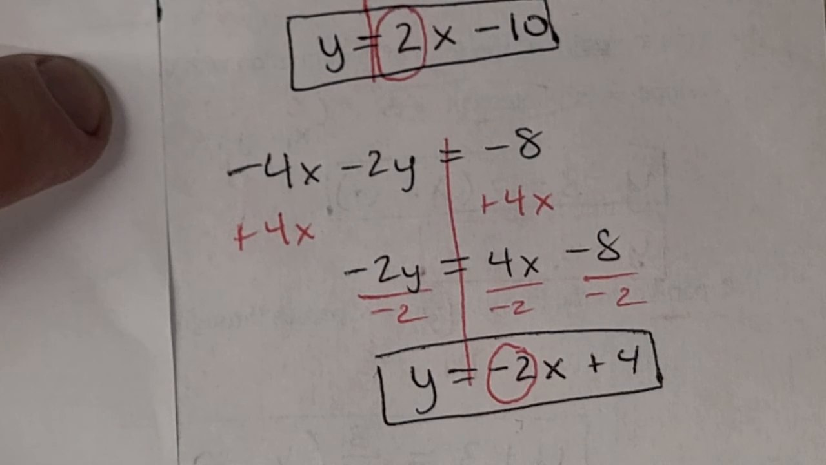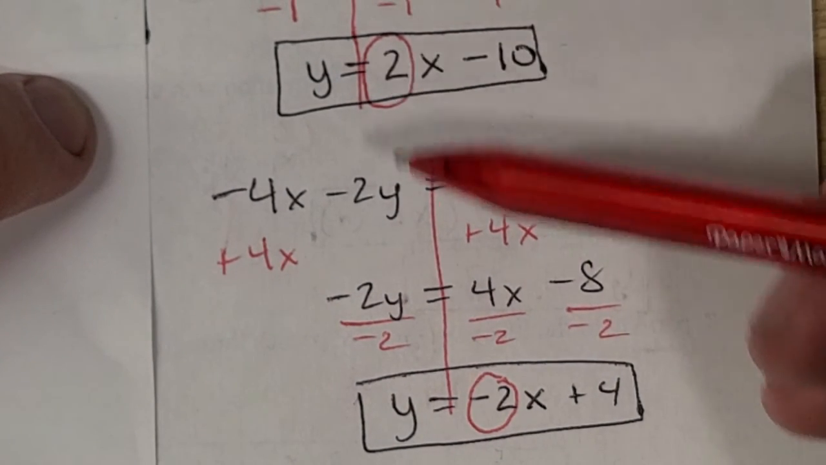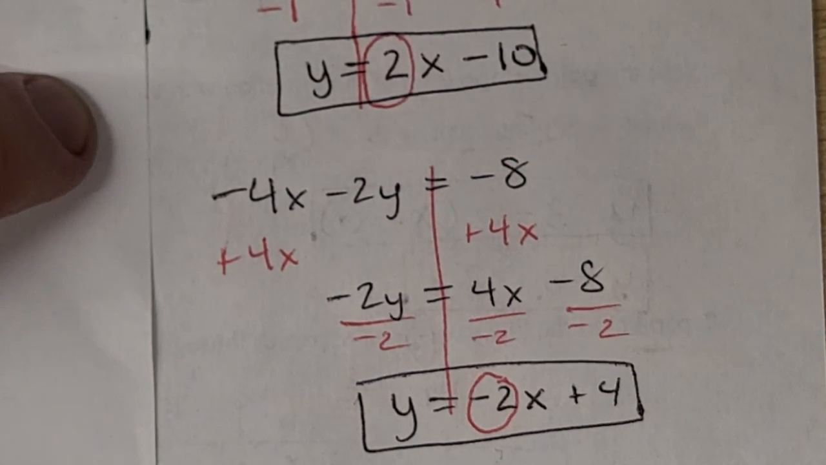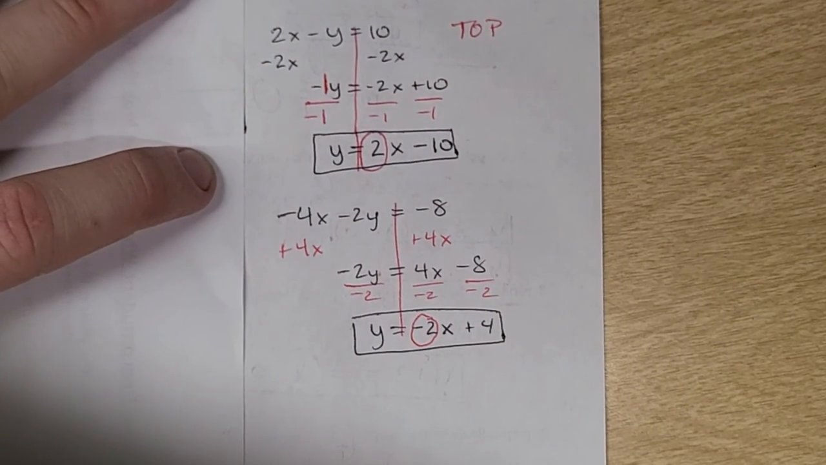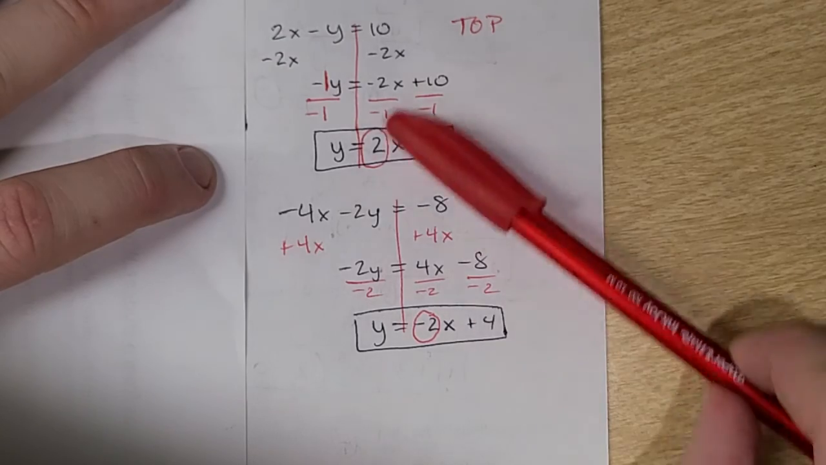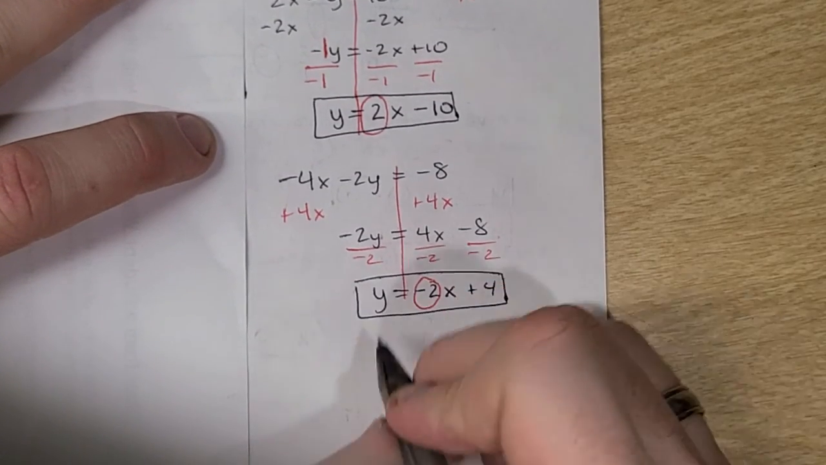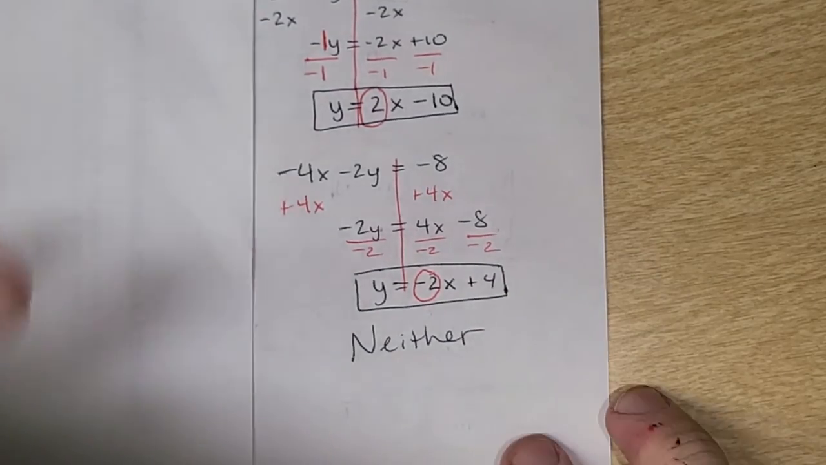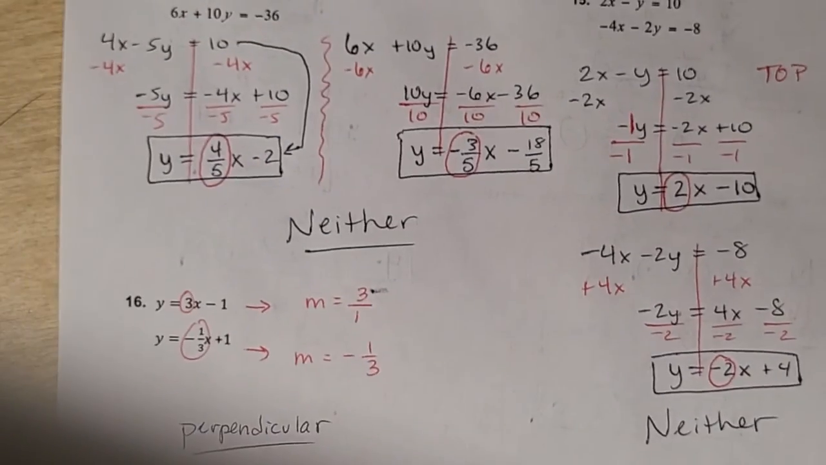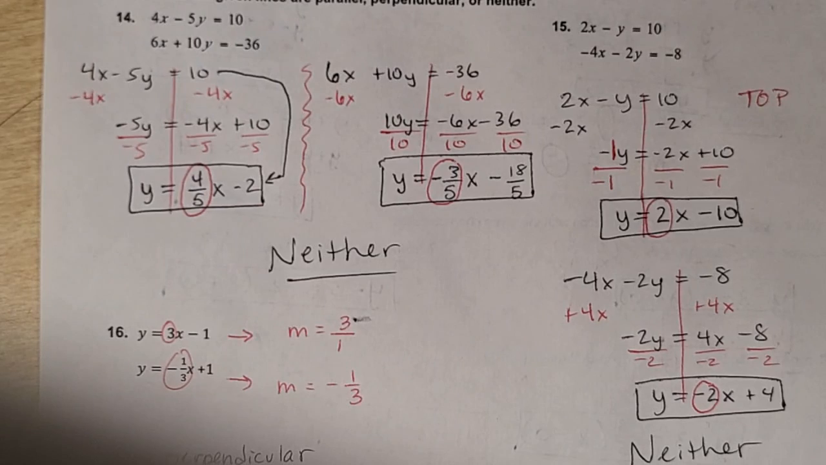So now it looks like one of these has a slope of 2 and one of these has a slope of negative 2. Are those parallel? Nope. Are those perpendicular? Well, they are opposites, but they are not reciprocals. So this is also an answer of neither. And there it be.